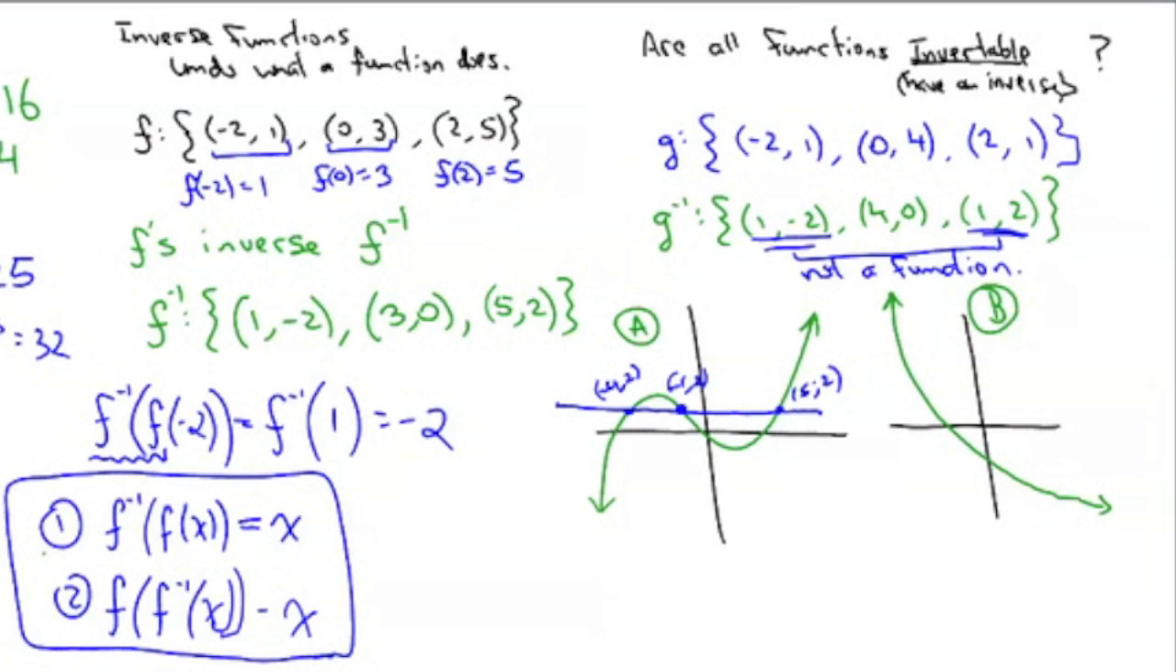But if I look at this graph over here, and I pass a horizontal line through each one of its points, it's only going to hit the graph once. This graph is called one-to-one, and it is invertible.